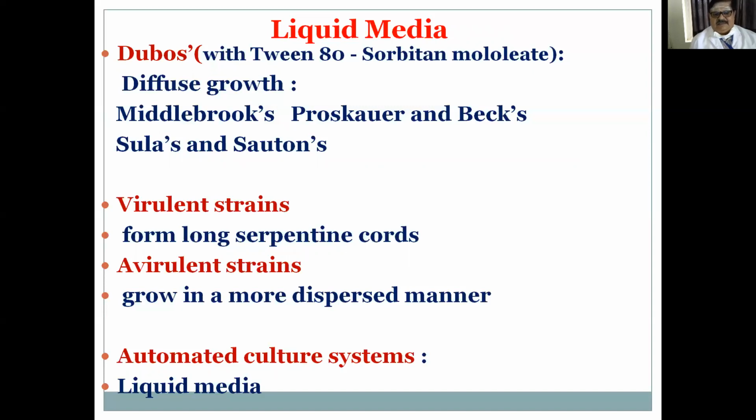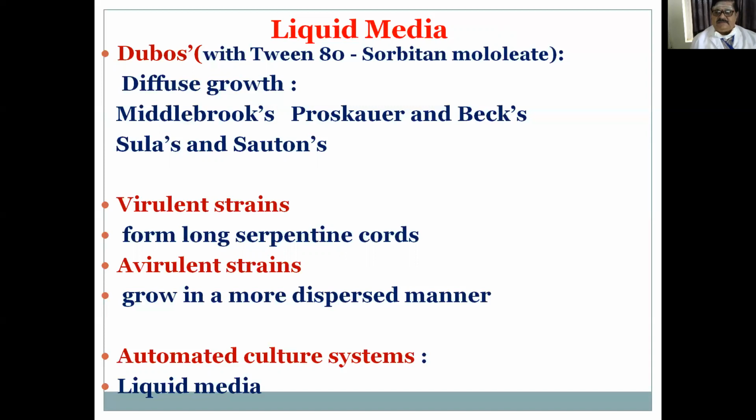Virulent strains form long serpentine cords. You remember cord factor. Virulence is one of the things ascribed to this cord formation, long serpentine cords. Avirulent strains grow in a more dispersed manner.